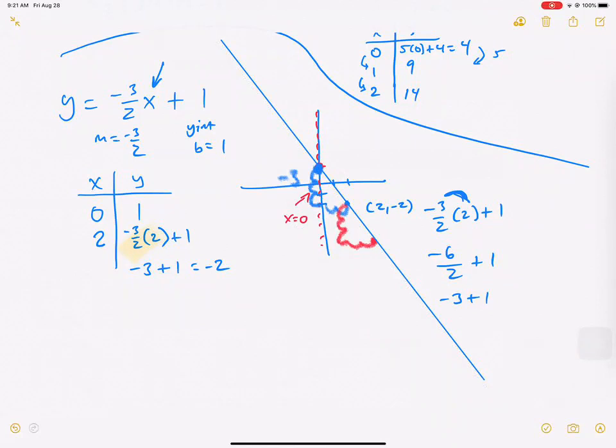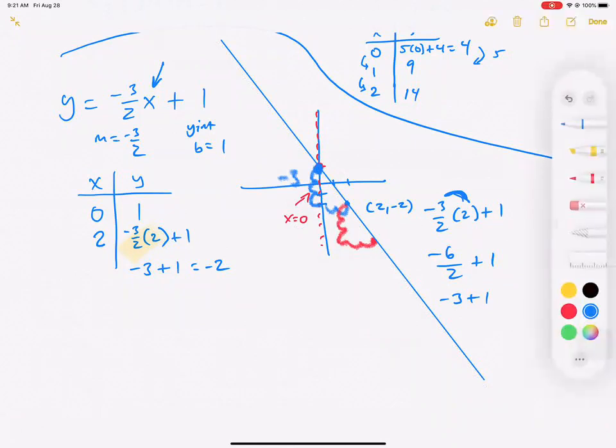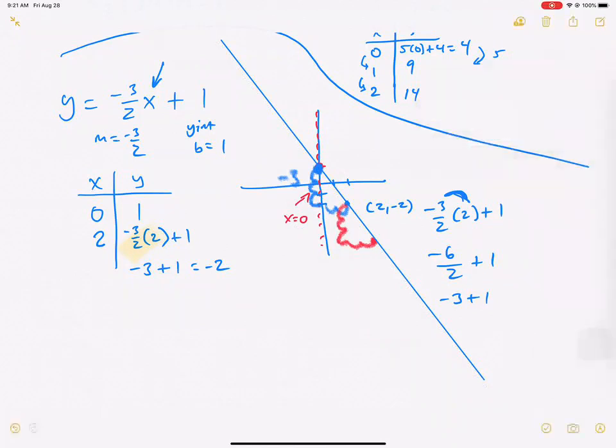Now let's make a prediction what that next point on the line was going to be. I counted it. Let's make that prediction. From this point here, negative 2, what's our rise? We're going to go down 3. So we're going to minus 3 from this. So we should end up with a negative 5 on my y value. And we're going to run plus 2.